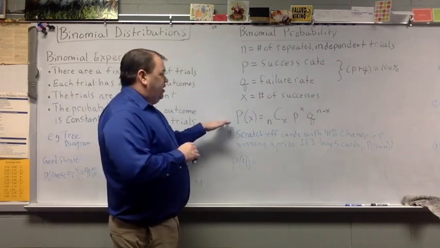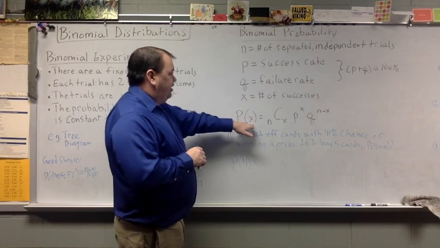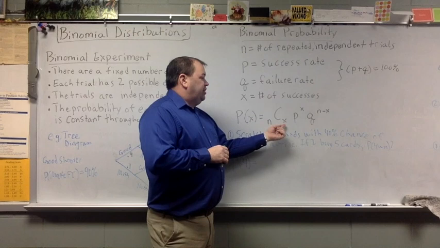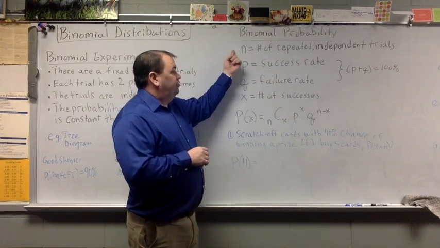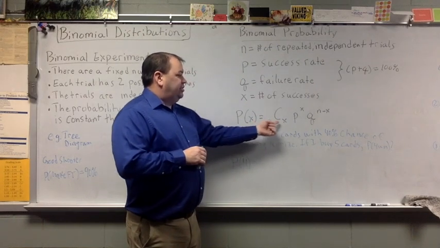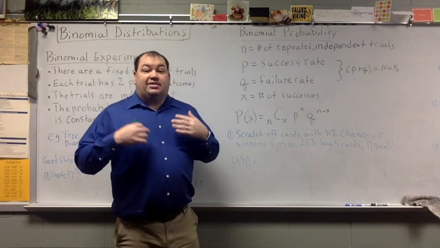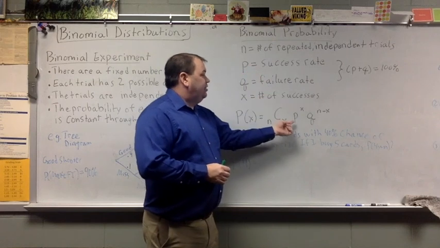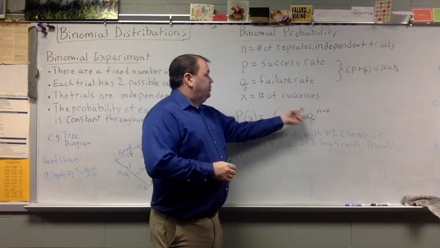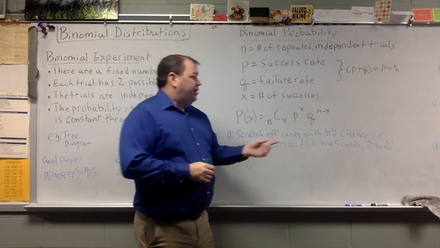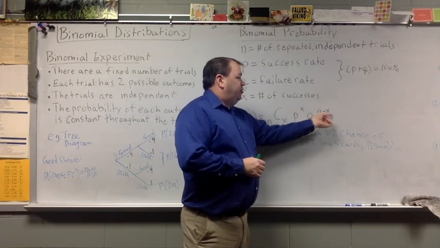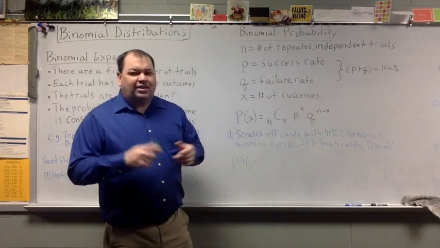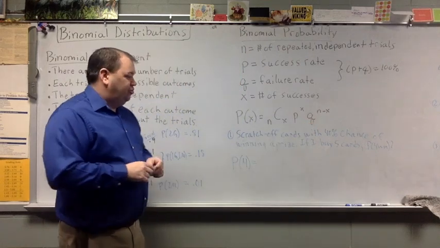So if I look at this right here, this says the probability of X. So that's how many successes I want. I do N choose X. N is the total number of trials. X is the number of successes. I take the success probability, the success rate, to the X power. That's how many successes I had. And if I subtract N minus X, that would be the number of failures. So I take the failure rate to that power. Let's dive into an example and see if this makes a little more sense.